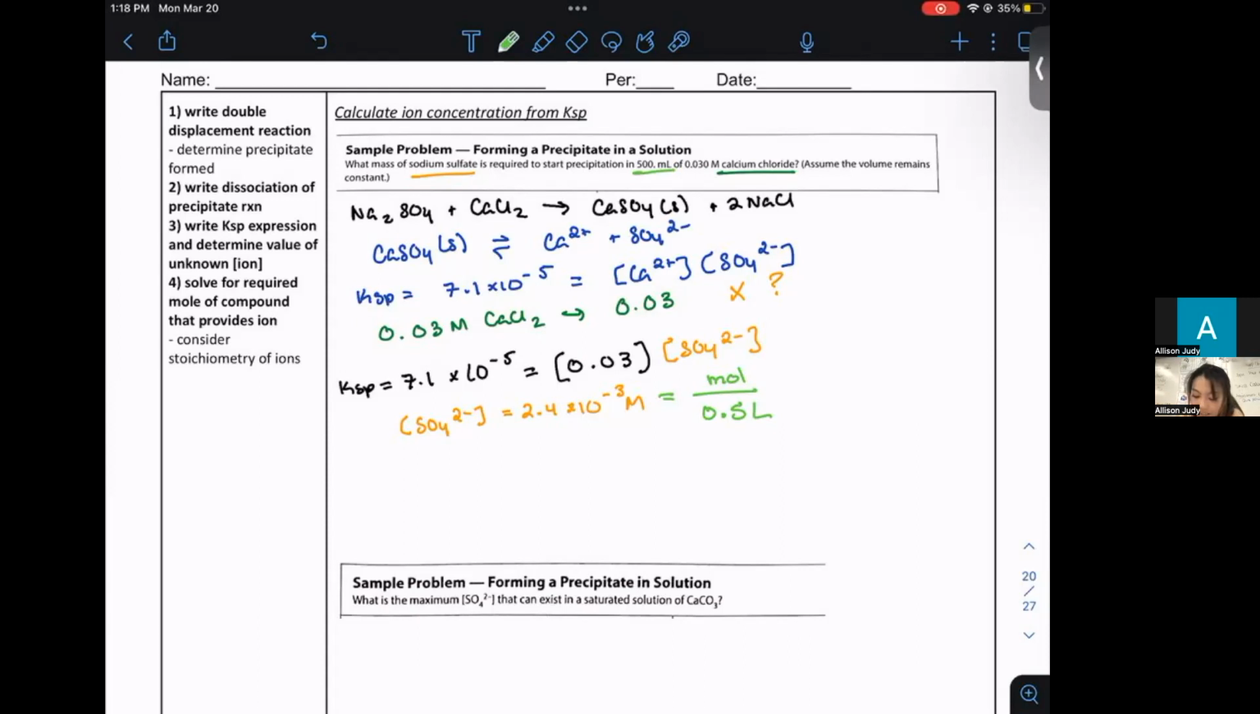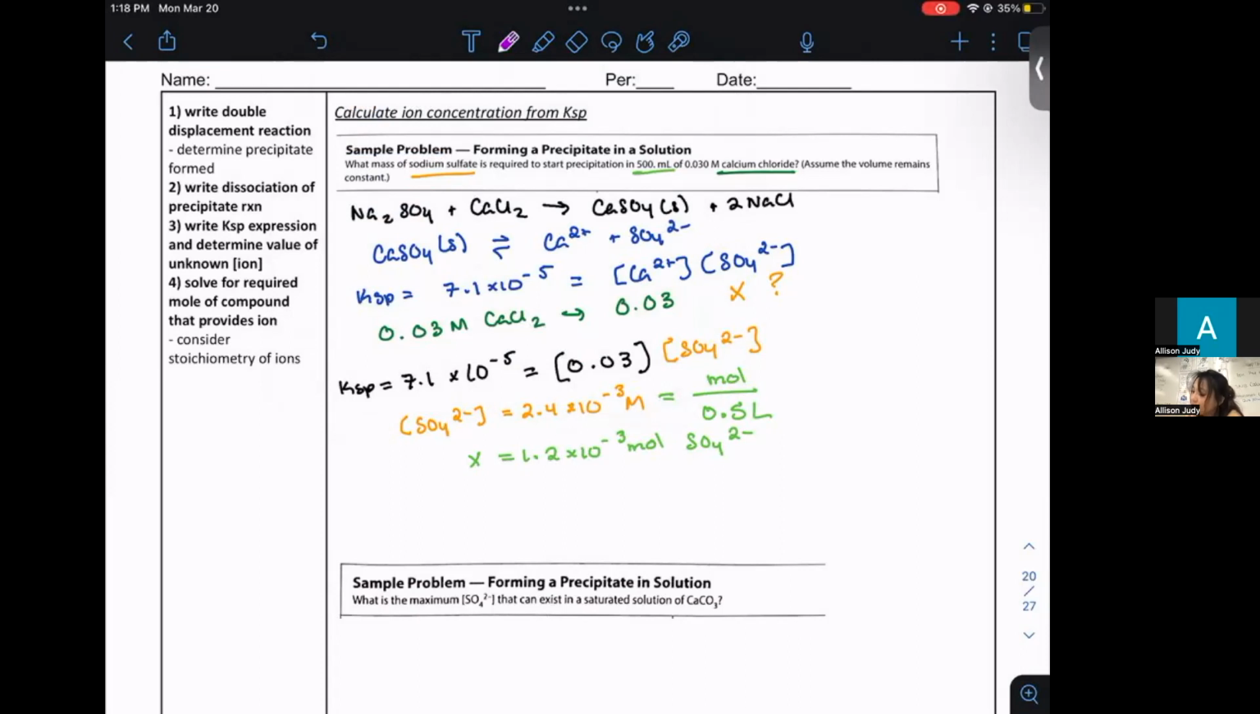And what we get then is the molarity value of SO4 2 minus as 1.2 times 10 to the negative third moles of SO4 2 minus, which is required to have this particular equilibrium concentration of this ion in this amount of volume. But I'm asked what the mass is. So now that I have moles, I use my molar mass to calculate my amount of sodium sulfate.